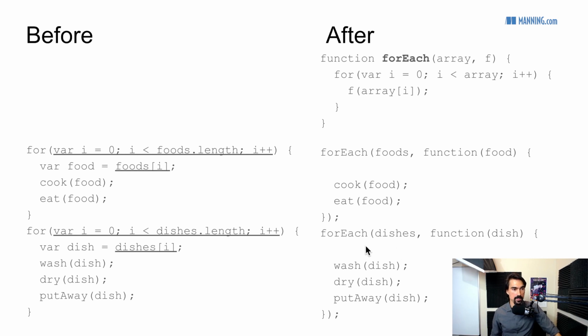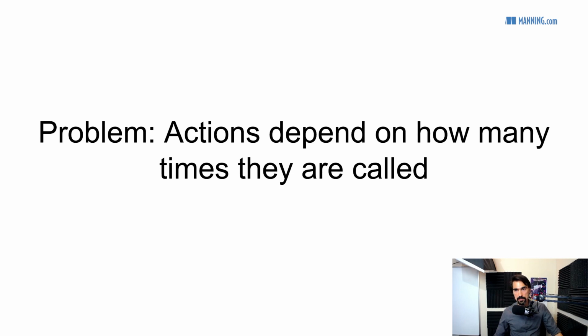Likewise, we can do the same for the dishes. And this lets us abstract over syntax. It frees us from writing for loops for the rest of our lives as programmers. And we can start building higher level abstractions. Something functional programmers do all the time. Okay, we're going to move on.